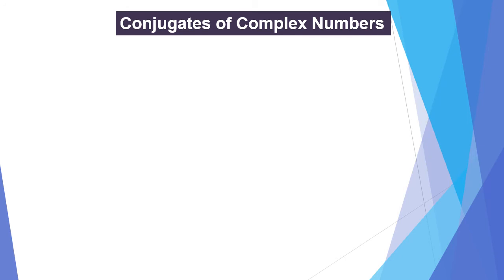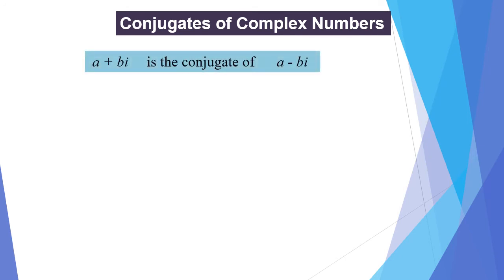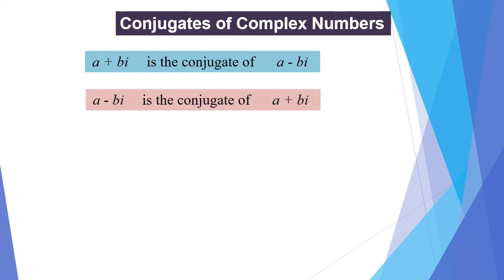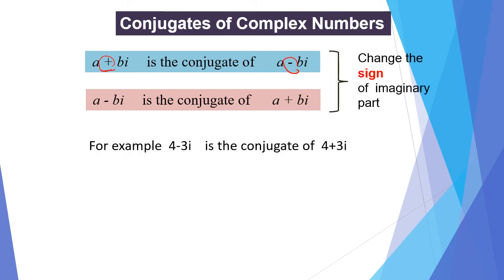Okay, so the conjugate of a complex number. Let's say a plus bi is the conjugate of a minus bi, the same as a minus bi is the conjugate of a plus bi. What do you notice about the difference here? a plus bi is the conjugate of a minus bi because we have the opposite sign for the imaginary part, the same as the second one. So we change the sign of the imaginary part.